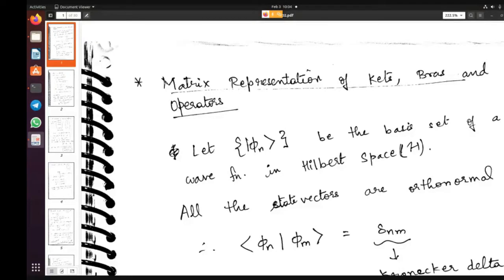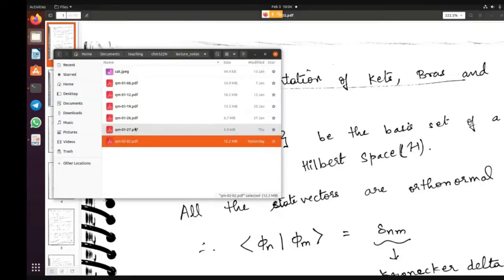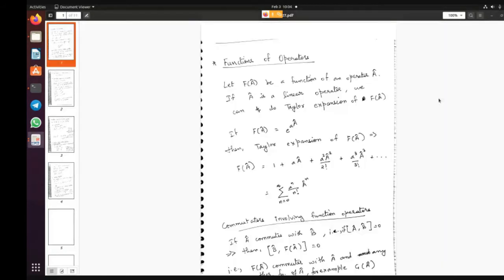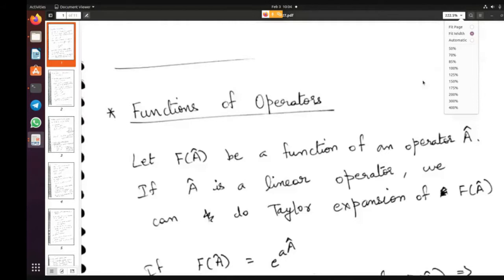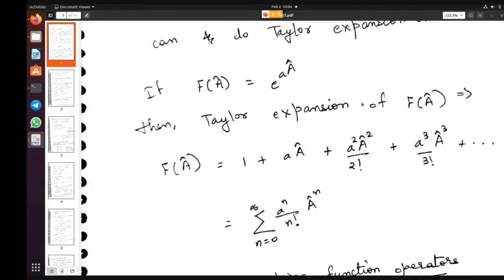All right. So in the last class, what did we learn? Let me just recap what we learned in the last class. So in the last class, we looked at operators, the functions of operators. So remember any linear function, like f of a, can be expressed in terms of the Taylor expansion of that.